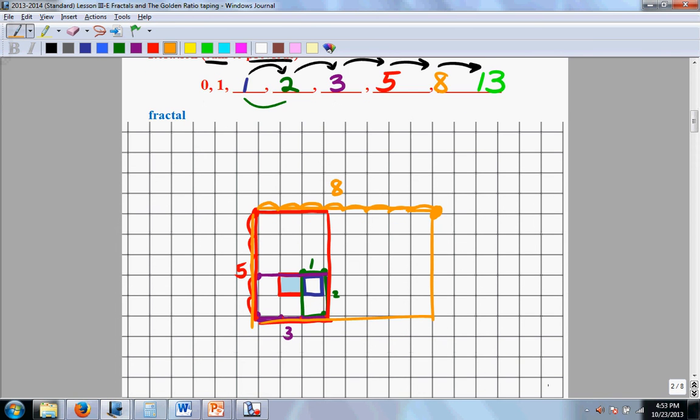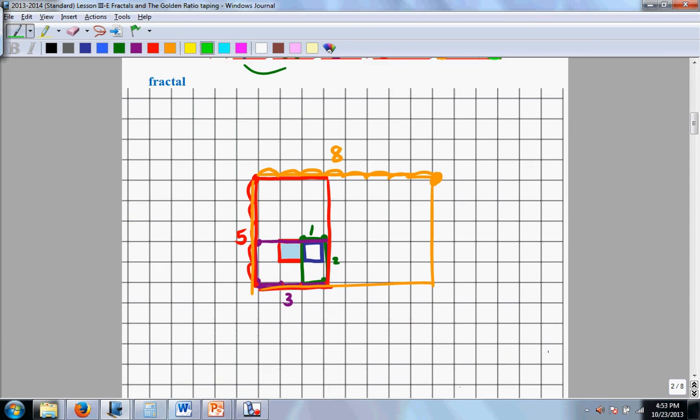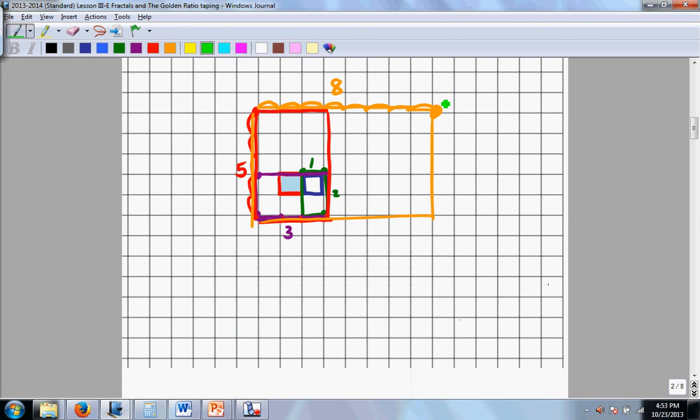And let's do 13. We have 8, and let's go down 13 this way. 1, 2, 3, 4, 5, 6, 7, 8, 9, 10, 11, 12. Whoop, we're going to run out of space there, 13. Turn that into a rectangle.